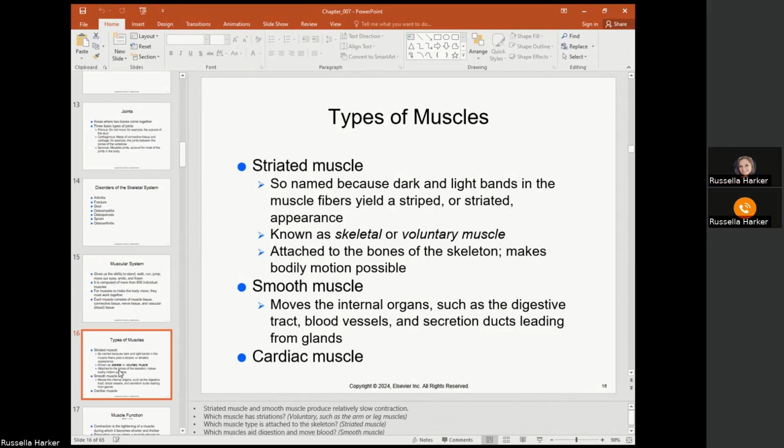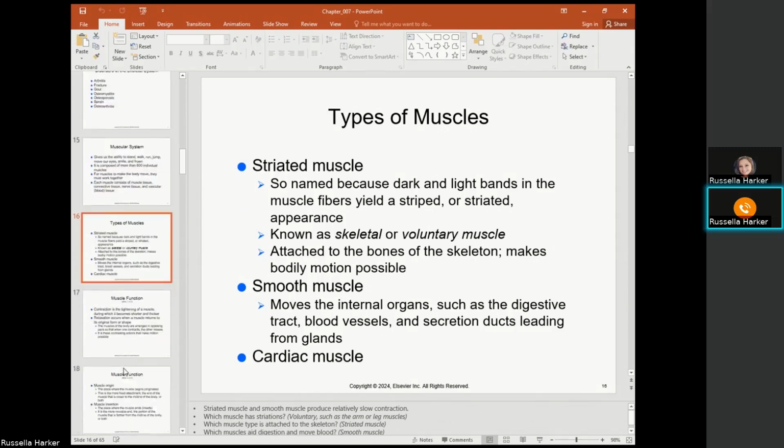Smooth muscle moves the internal organs, such as the digestive tract, blood vessels, and secretion ducts, including some of the glands. So the cardiac muscle is only found in the heart. Cardiac is in the name, and you're only going to find that in the heart muscle.